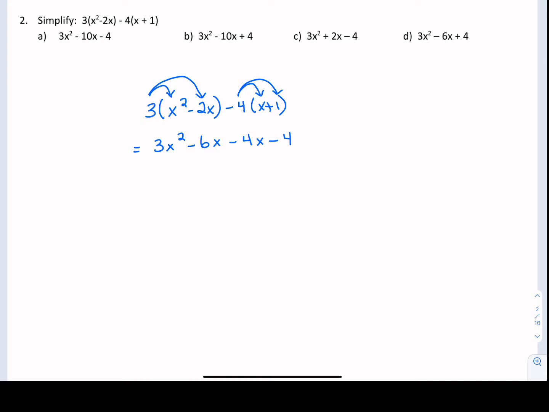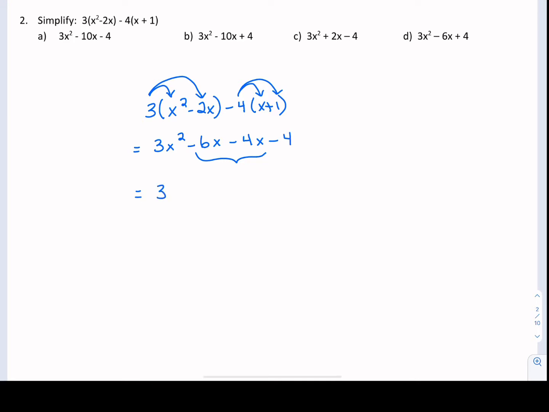Now we seem to be finished, but there are some like terms that we need to collect or put together. So negative 6x and negative 4x are like terms. They have exactly the same variables in them. So we can put them together by adding or subtracting those coefficients.